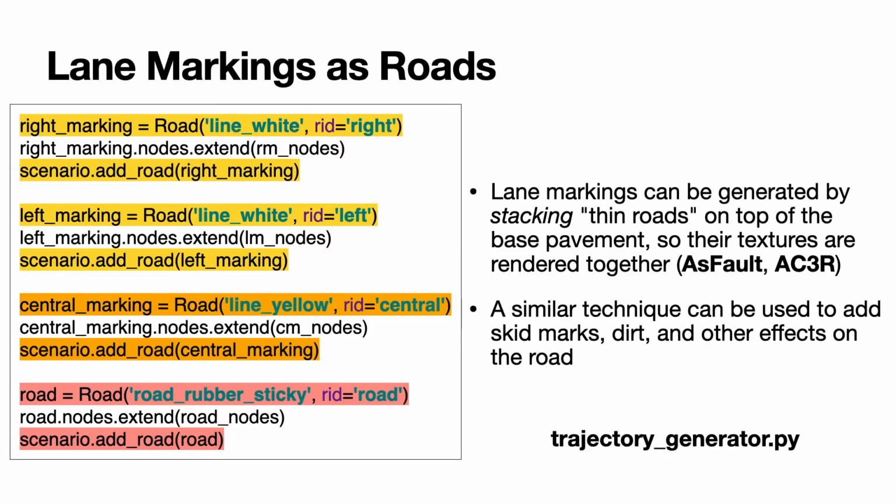One way of doing that, and this is what tools like Asphalt and AC3R do, is to imagine roads as made of layers. The base layer is the concrete. So we can use a material like this road rubber sticky, which is basically asphalt, a concrete layer with no lane marking. What we can do then is to draw the lines themselves on top of this. And how we do that, we reuse this logic of creating roads, but we change the material.